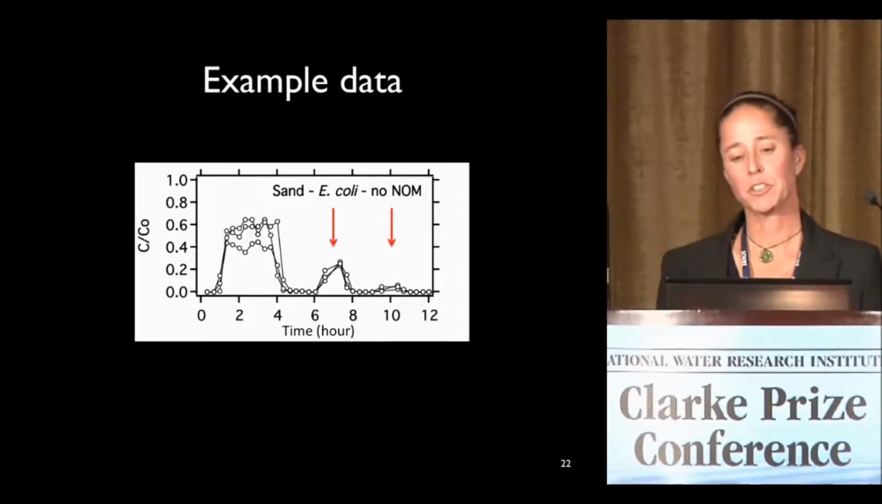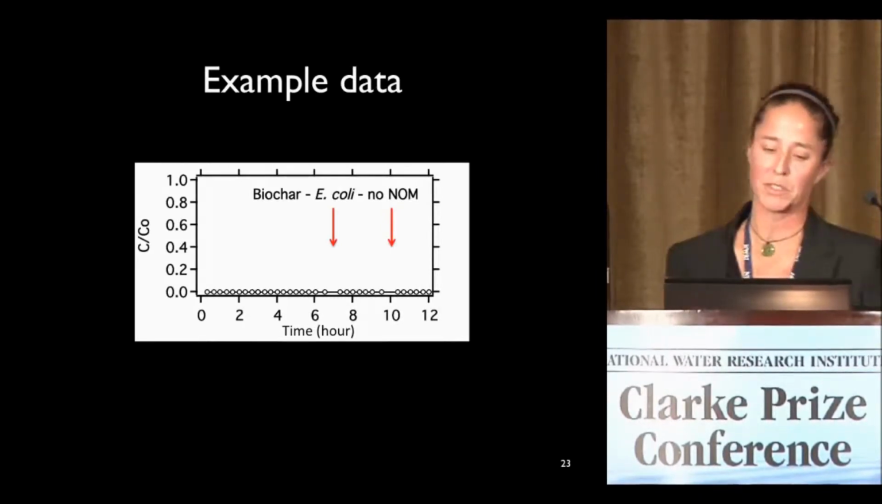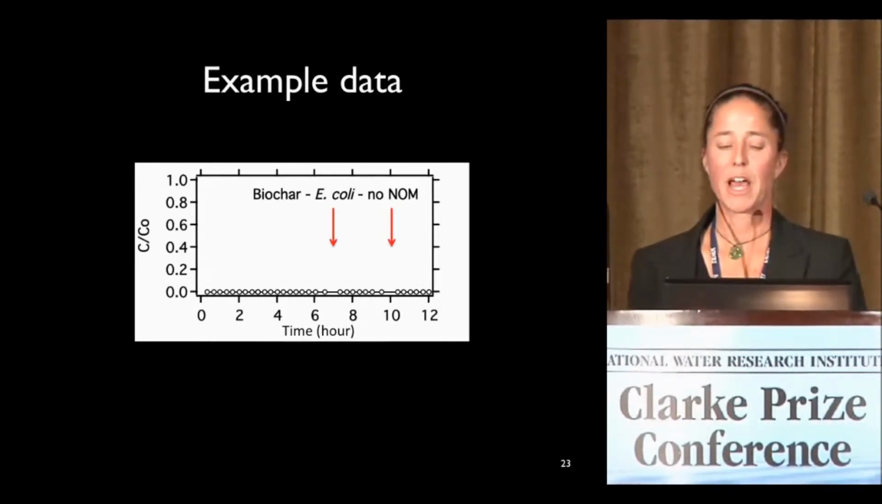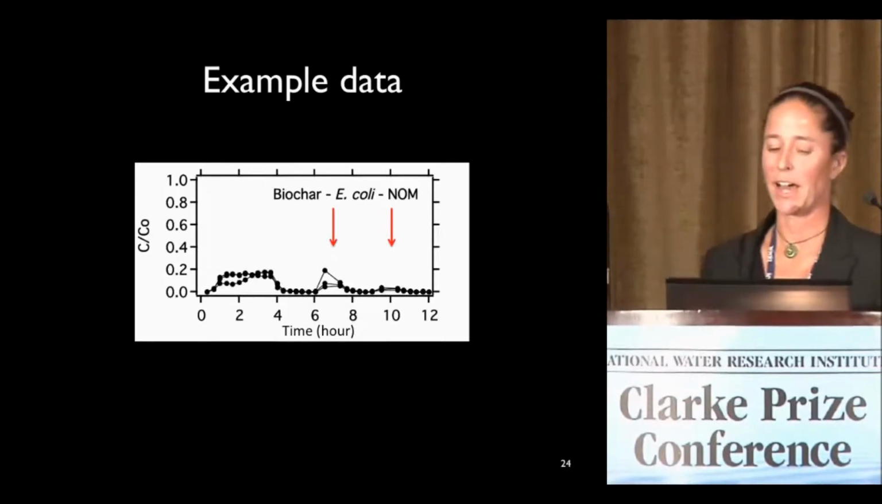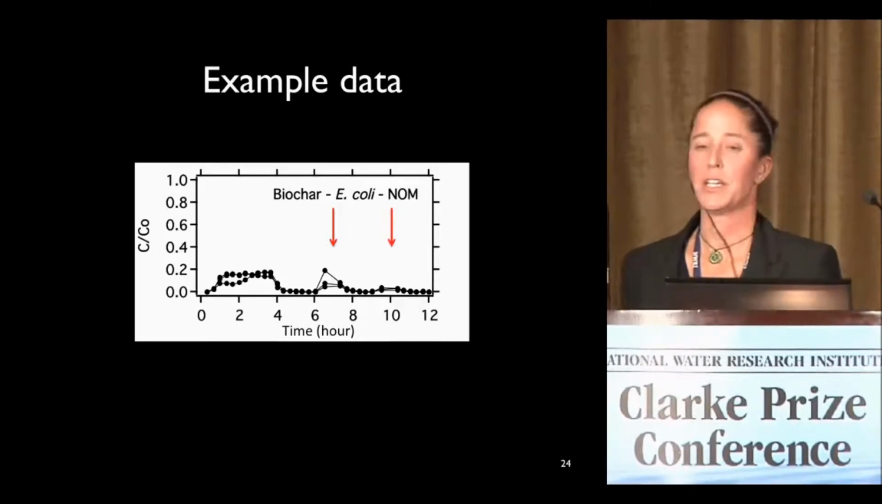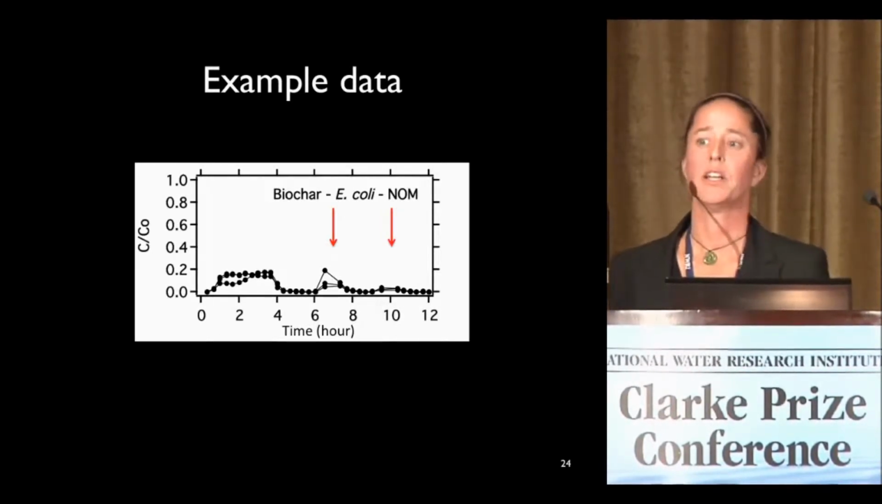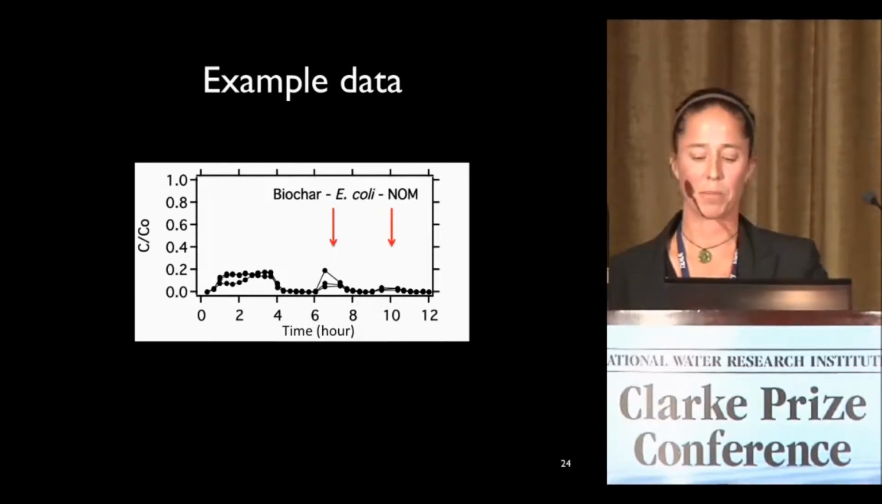If we look at the biochar column, this is 5% biochar and sand. We don't see the same mobilization by the wetting front that we saw with just sand. And now if we add NOM, we see that we do see some release of the E. coli. Maybe the E. coli are more weakly attached to the biochar when the NOM is present, so they're more easily scoured by that propagating air-water interface.